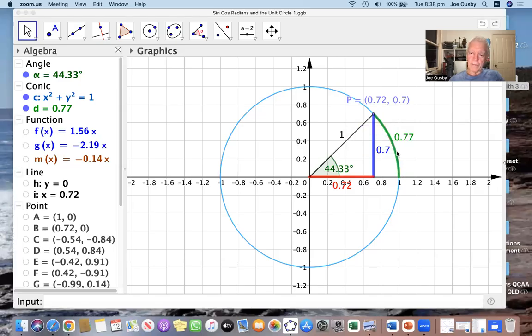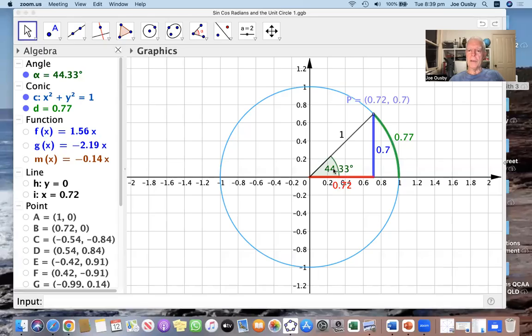and 0.77 is the length of this line here. This is the size of the angle in radians. The radian measure is simply the length of that line there, the length of that arc. So in radian mode, the cosine of 0.77 would be 0.72, and of course, the sine of 0.77 would be 0.7. That's if you had the calculator in radian mode.